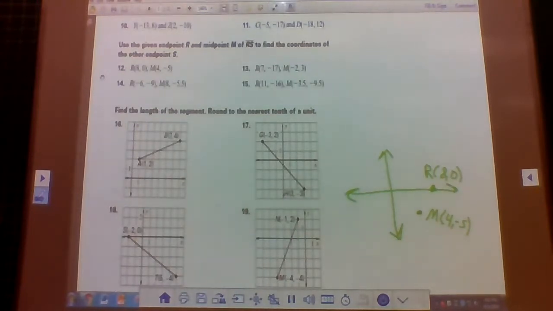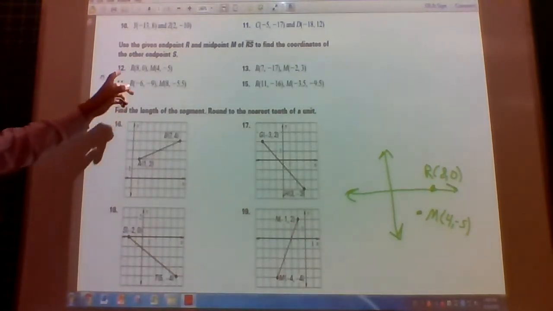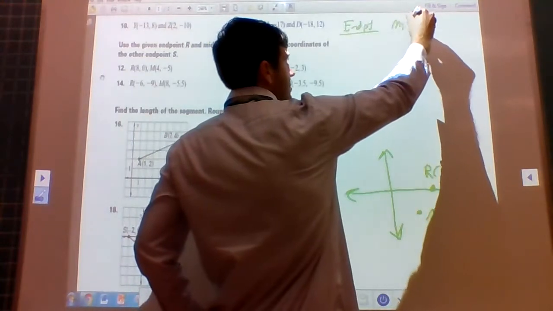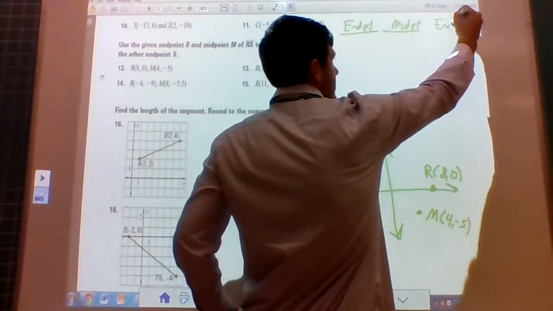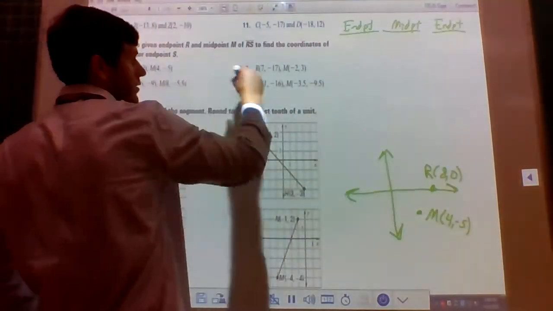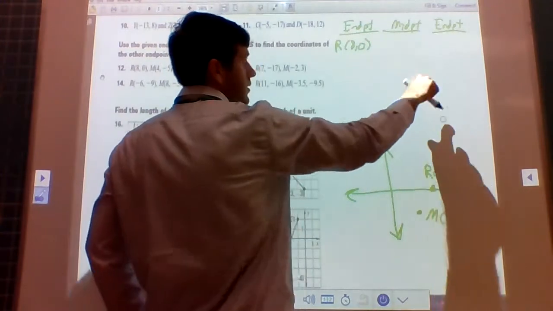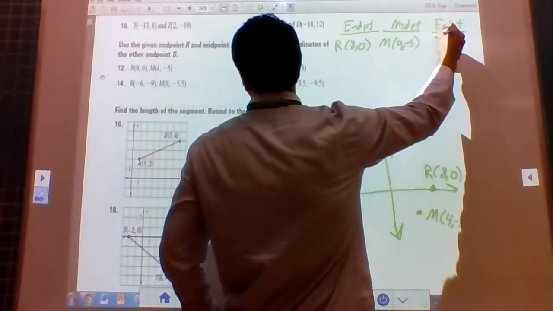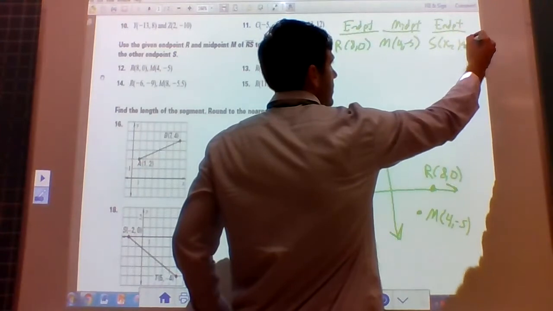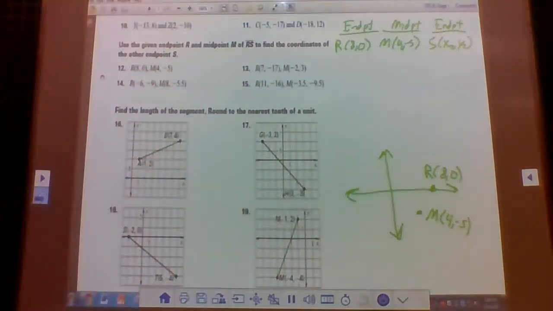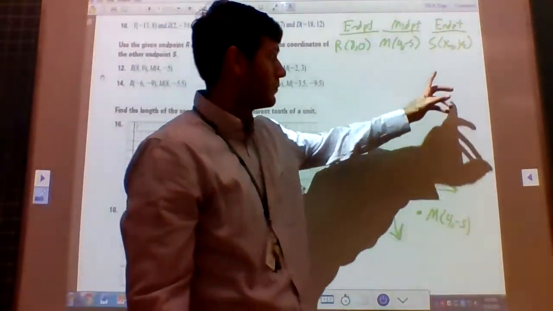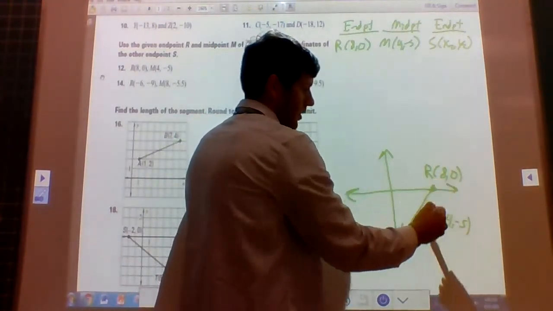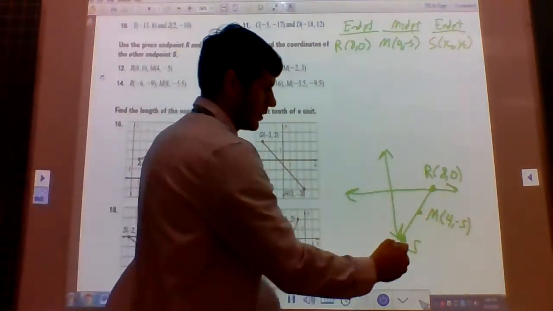The question says, using the given endpoint R and midpoint M of RS, find the coordinates of the other endpoint S. So here we're given two points: an endpoint and a midpoint, and then we have another endpoint. Okay, we know one of the endpoints is R. We know the midpoint M is 4, negative 5, and we're looking for the other endpoint S. We're going to call it x2, y2. So S is the endpoint which we're trying to find. So S is going to be somewhere down here. We don't know where exactly.